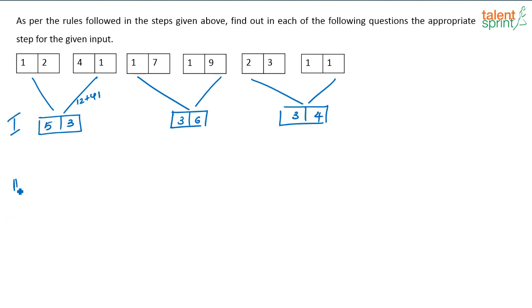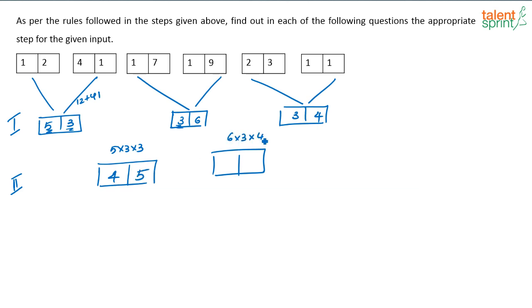Now what will come in step 2? Step 2 was multiplying the first 3 digits, right? That will be the first resultant number. The next 3 digits will be the next resultant number. So 5 into 3 into 3, correct? What is that? 5 9s are 45. The next one will be 6 into 3 into 4, 18 into 4, that is 72.